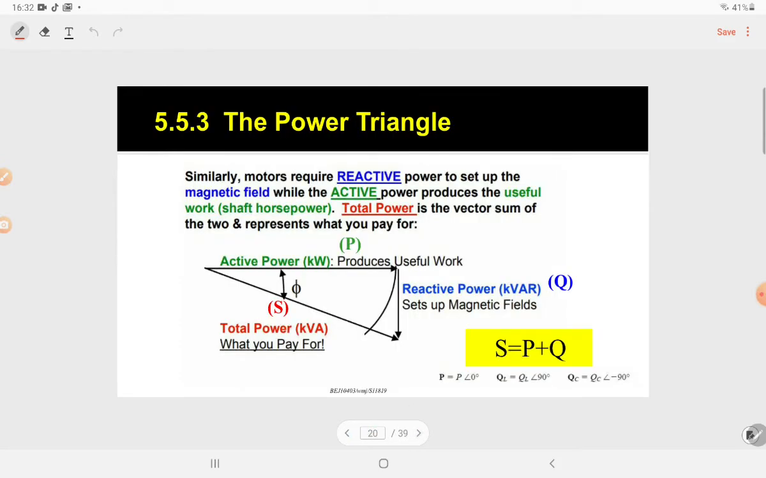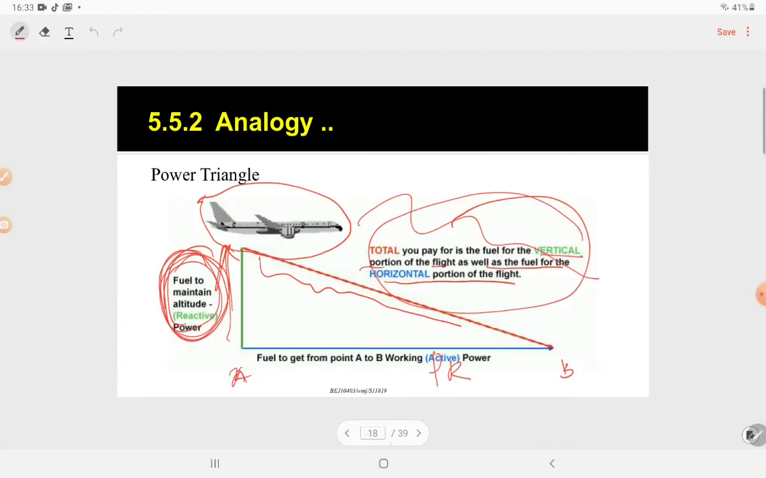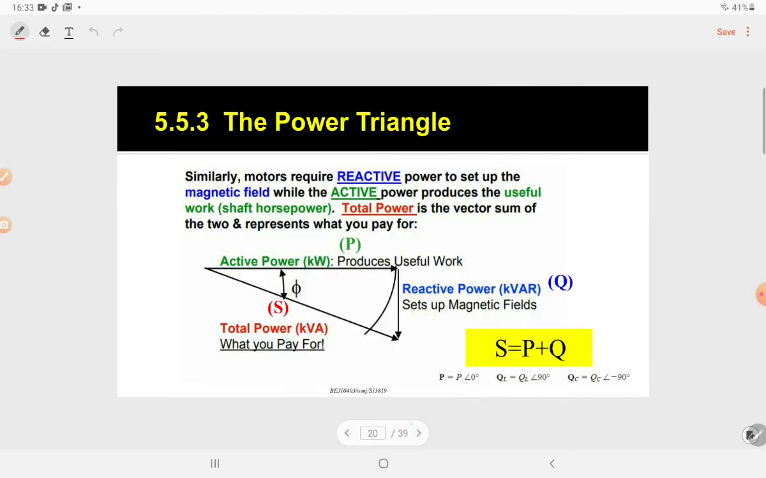So the power triangle, similarly: a motor requires reactive power to set up the magnetic field, while the active power produces the useful work, shaft horsepower. The total power is the vector sum of the two and represents what you pay for. From the analogy over here, in order to analyze the power, it is better for us to have a power triangle. Okay, so this is a power triangle.